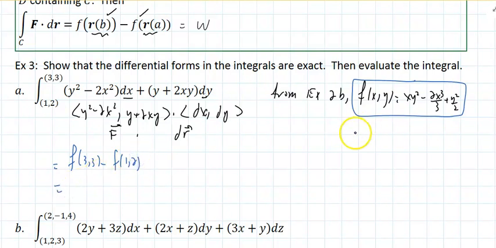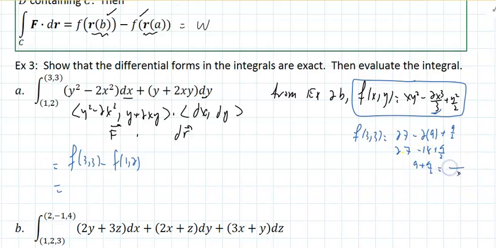That's all. What's f of 3, 3? That is 3 times 9, 27, minus 2 times 3 cubed, 27 divided by 3. Is that right? That's 9. Plus 9 halves. That is 27 minus 18 plus 9 halves. That is 9 plus 9 halves. All over 2, 18, that's 27 halves. Right? Yeah. If I didn't make a mistake, that's what it is.